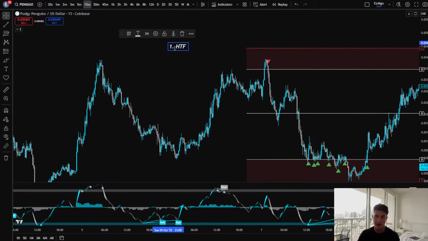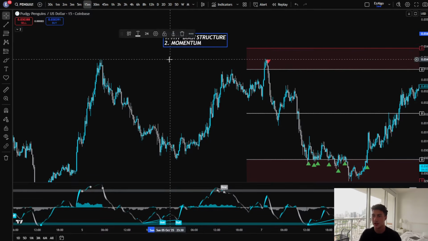Okay, so the first confluence you can add is higher time frame bias or structure. Just because you're in an uptrend doesn't mean you can't look for shorts. Every trade is going to have its own context. Never get married to a bias, right? A bias is just that. It is a bias. It doesn't mean it has to play out that way. So if you see a valid setup, take the trade. Number 2, we have momentum as another piece of confluence.